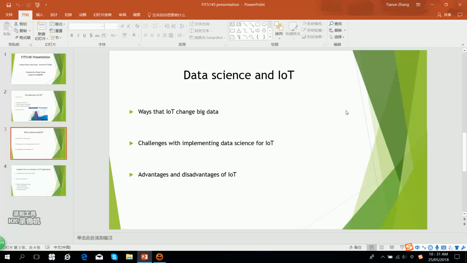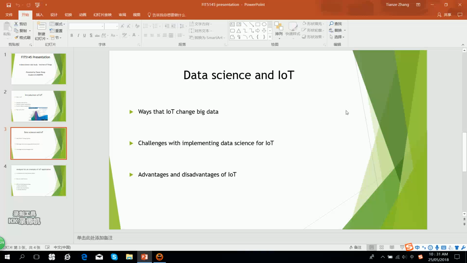Next way that IoT changes big data is that most of the data collected by IoT applications is raw and unstandardized. So special analytic tools are essential to transform and process this data.